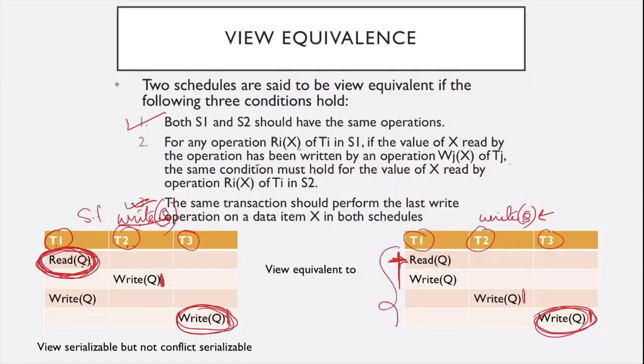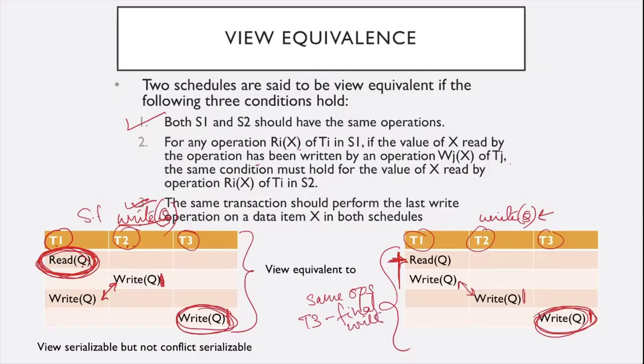As you can see in this example, this is a serial schedule. This is a non-serial schedule. It is not conflict equivalent because these two are conflicting instructions, and the order is different in both. So it is not conflict equivalent. Is it view equivalent? Yes. First condition, same operations are there. Number 3, T3 does the final write.